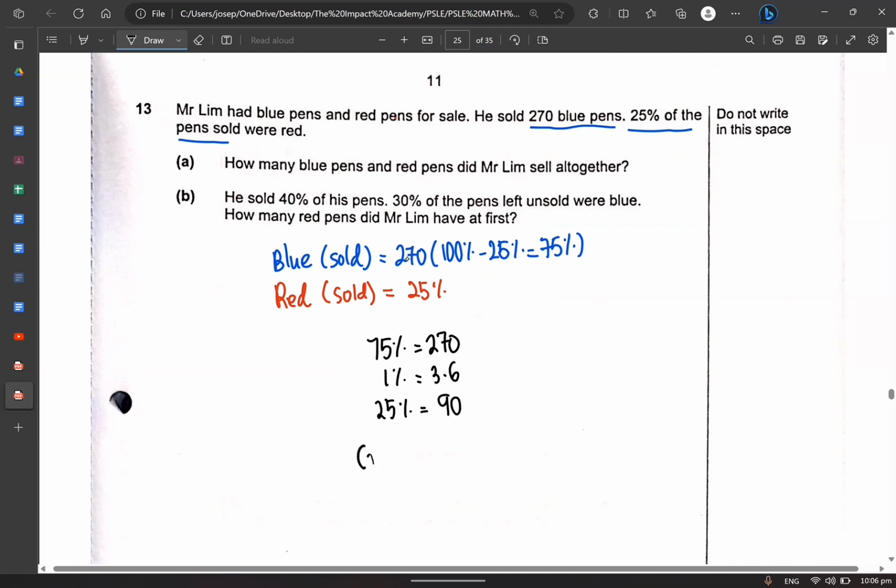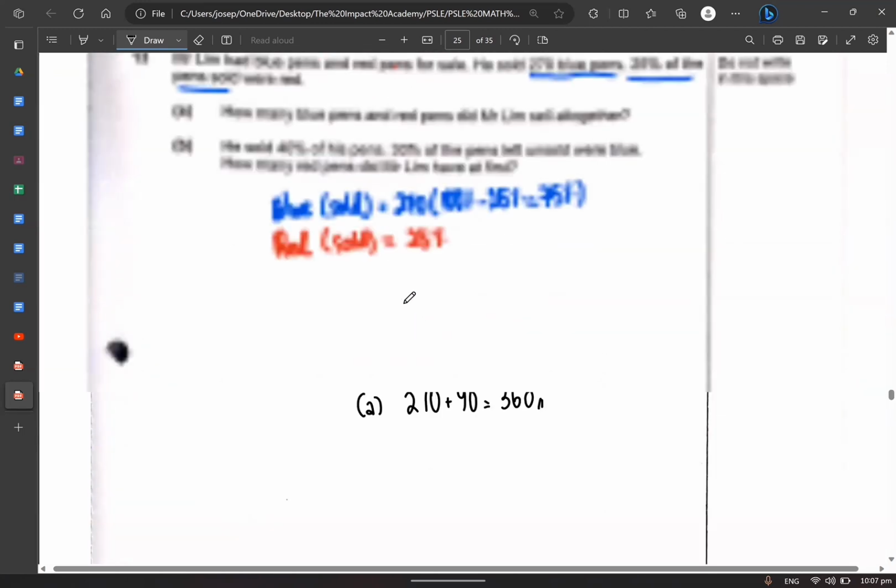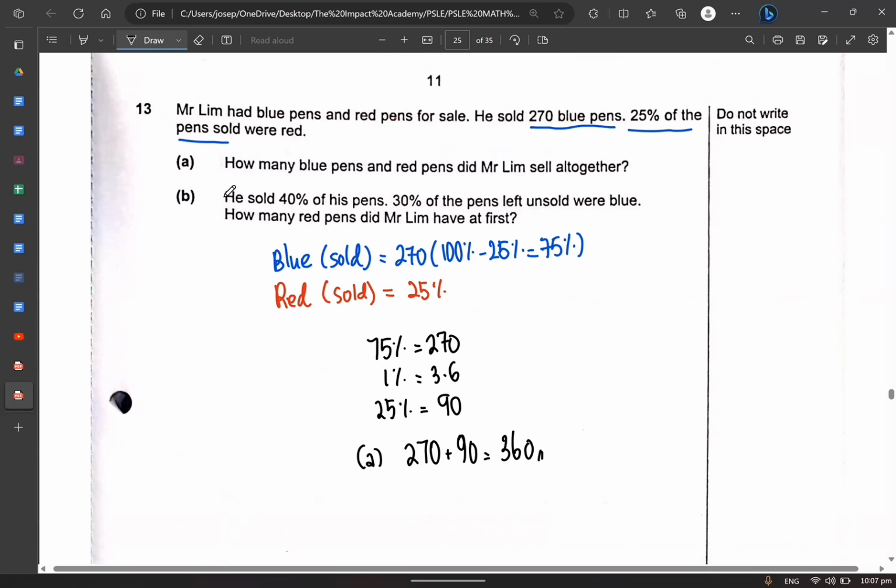Of course, to answer A, it means that I have to add the blue pens and the red pens that Mr. Lim had sold. So therefore, I will just have to do 270 plus 90. When I do that, I'll get to a beautiful answer of 360 blue and red pens sold altogether. Okay, so this is your first answer. Now, once you're done with this, you can move on to the next part.